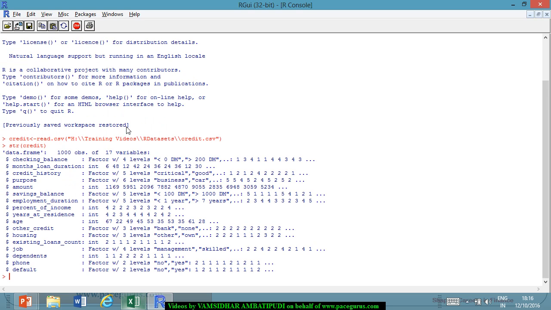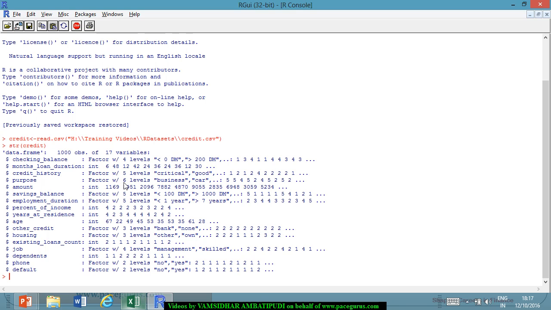Okay, so the checking balance is a factor with 4 levels: less than 0 DM, greater than 0 DM, and a couple of other levels. So I want to look at the checking balance, which is a factor. Month loan duration is an integer, so I can very well keep it like this. Credit history is a factor with 5 levels.